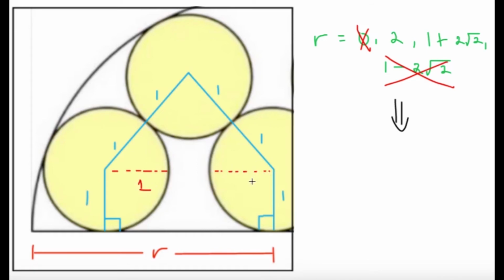This is also a radius, so that's going to be equal to 1. Now, r is obviously greater than this one, based on the figure. So I think r is not equal to 2. And that gives us the only possible value of r, and the only logical value of r, to be 1 plus 2 square root of 2. And there we have it.